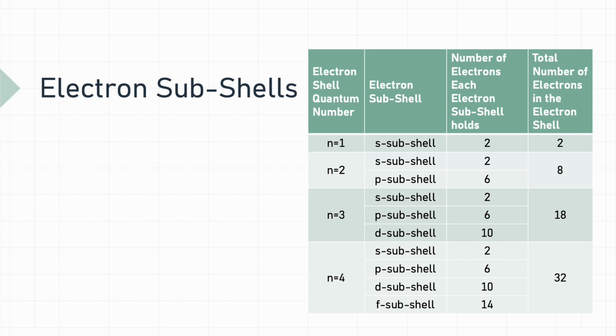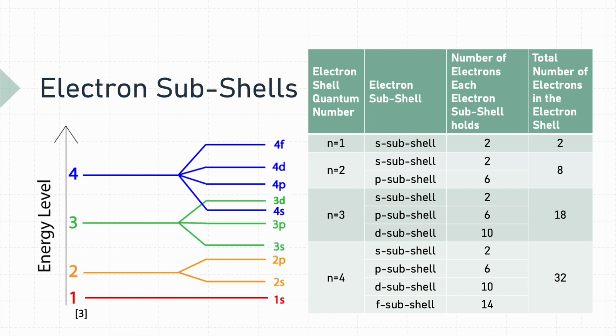Let me go through the n is equal to 4 shell. So n is equal to 4 has the s subshell, which holds up to 2 electrons, the p subshell, which holds up to 6 electrons, the d subshell, which holds up to 10 electrons, and the f subshell, which holds up to 14 electrons. And this means that n is equal to 4 has the capacity to hold 32 electrons.